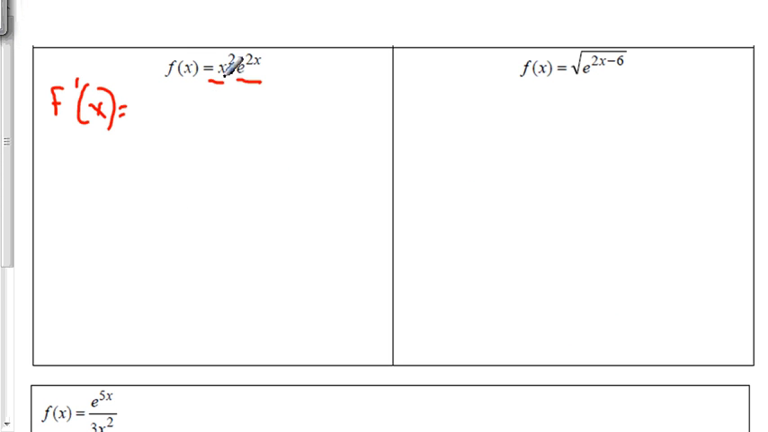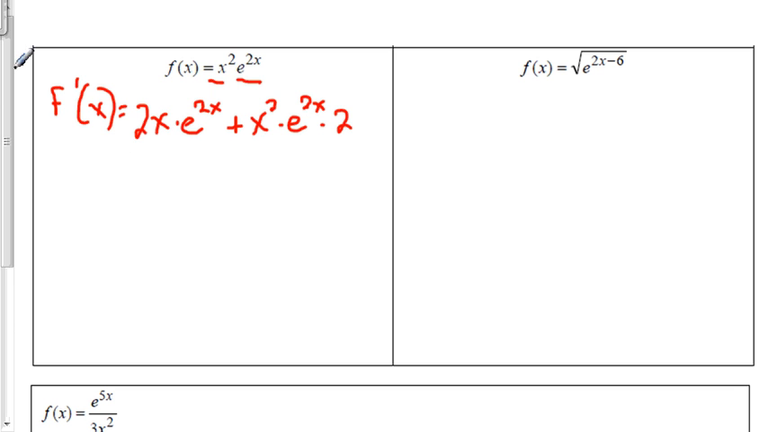So here, I'm going to have to use the product rule again. So it's going to be the derivative of the first. And notice I change which way I do it. It doesn't matter. Just whatever way you pick, stick with that way. So derivative of the first times the second plus the first times the derivative of the second. So e to the 2x times 2.